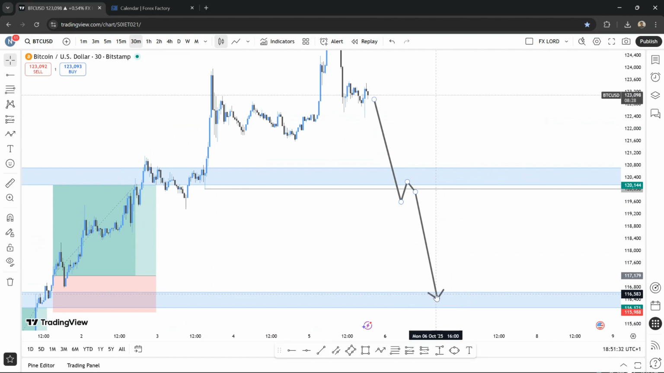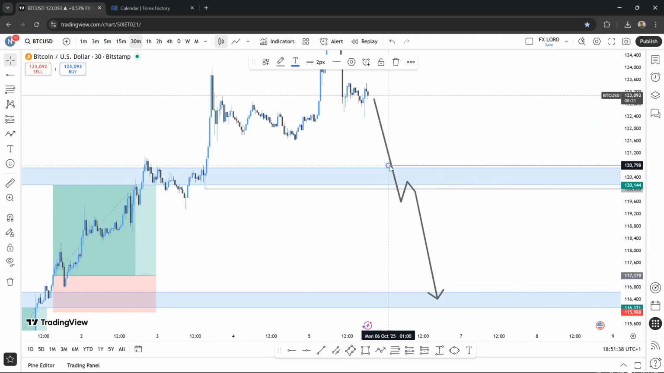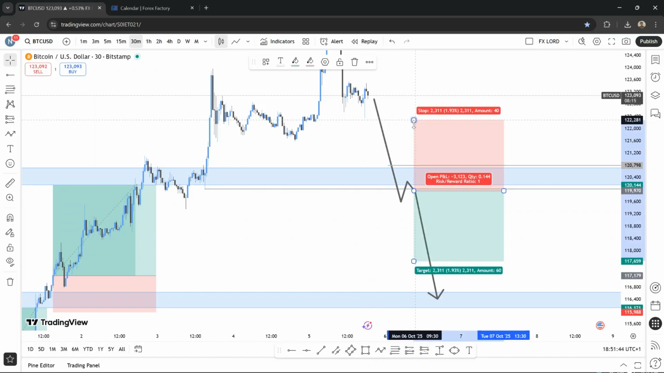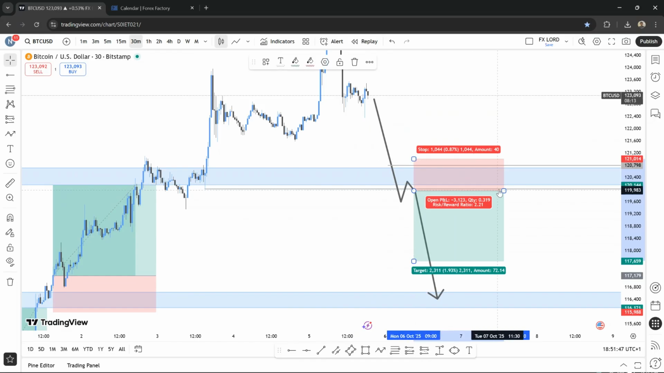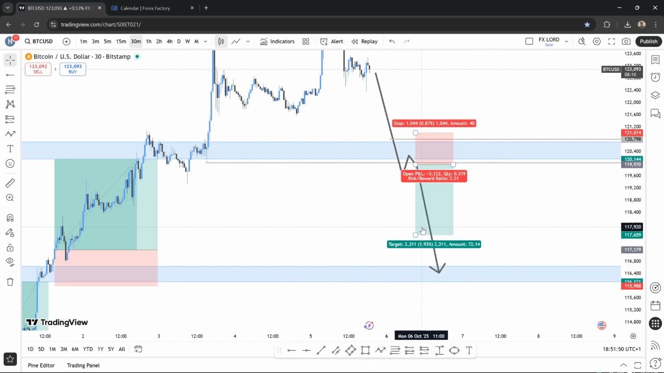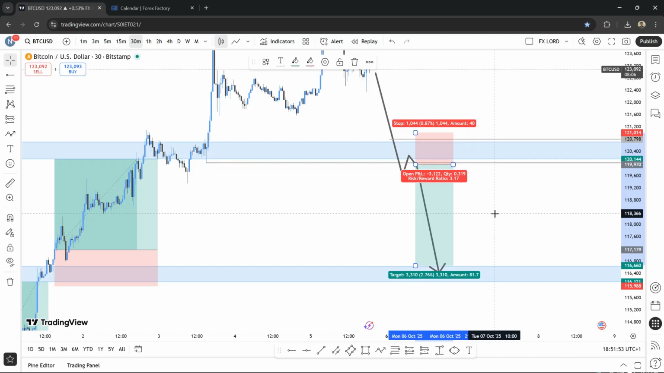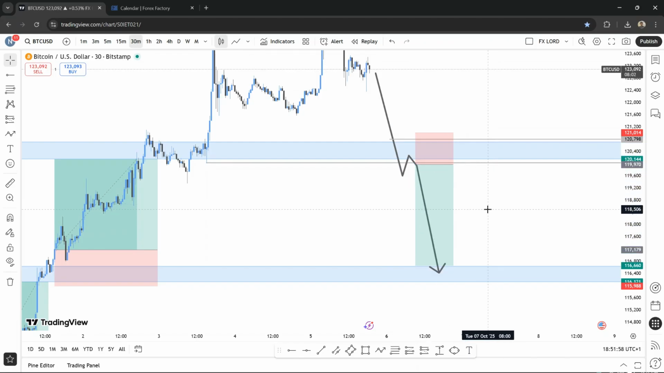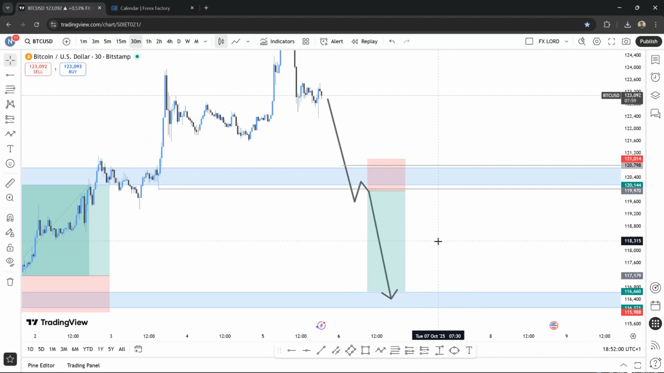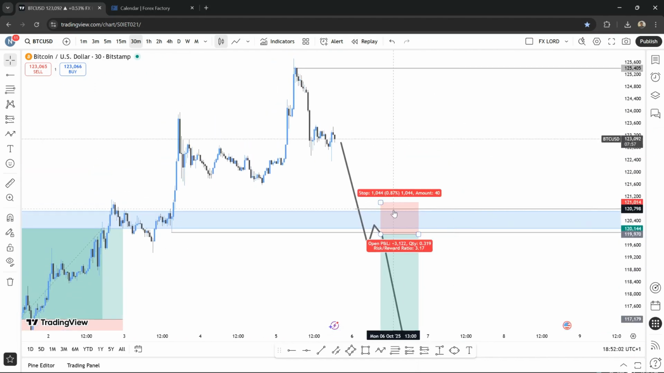If something like this happens, our stop loss is just going to be right here, and we're going to get into the market around this level. Once we get that break, a retest, and a break to the downside, we're just going to enter the market at this level just here. So that's a good trade, a 1:3 risk to reward ratio. That's my outlook on BTC for this week.